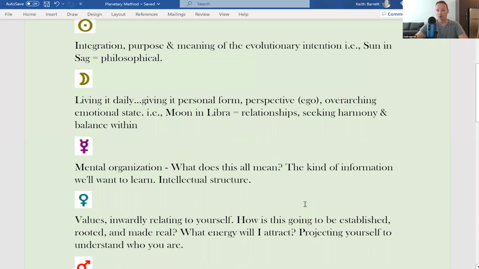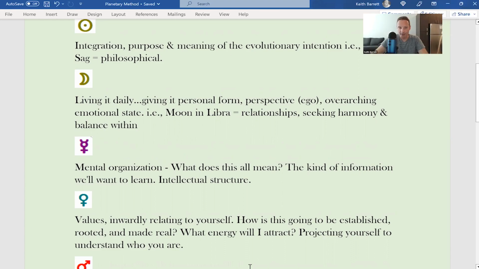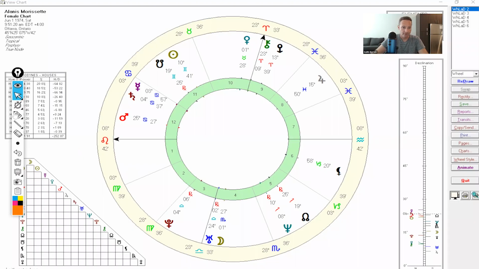which is the mental organization. What does this all mean, right? Every life experience I have, this soul journey of becoming empowered through this 3rd and ninth house, what does it all mean? The kind of information that I'll want to learn so that I can build an understanding. And so let's go back to her chart. Let's locate Mercury. And so her Mercury is in Cancer and it's blending energies with Saturn, but we'll get to that.